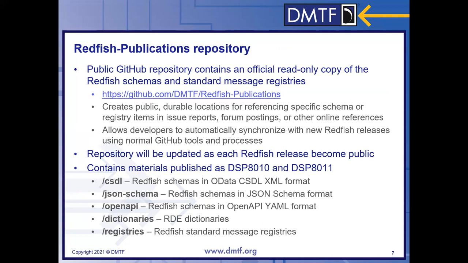A feature that we added two releases ago now is a new GitHub repository called Redfish Publications, and you can see the link there. It is under the DMTF organization on GitHub. This repository includes read-only, but official, copies of all of the Redfish schemas and the standard message registries. Having this on GitHub allows folks to synchronize their own clones of the repo to very easily keep up to date with all of the released materials.